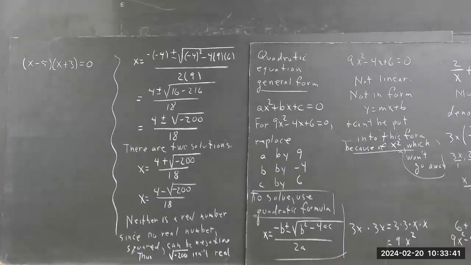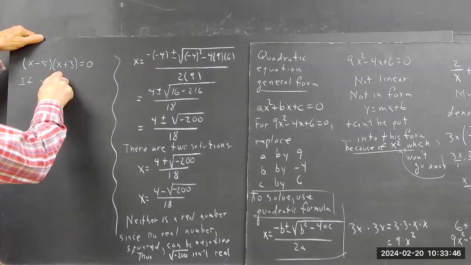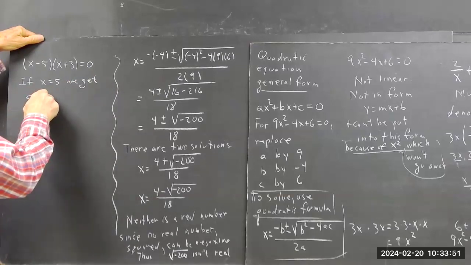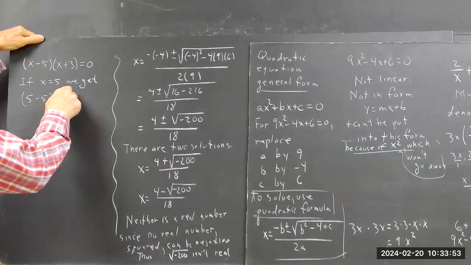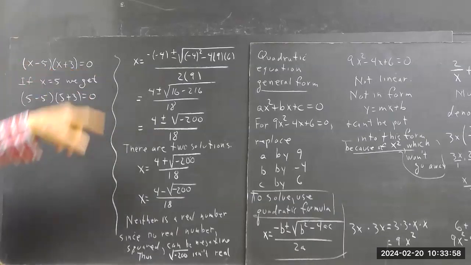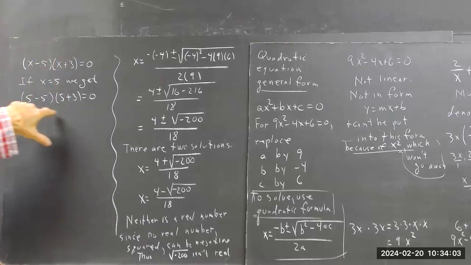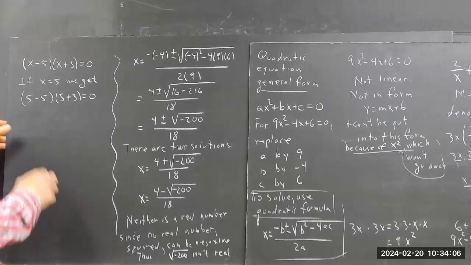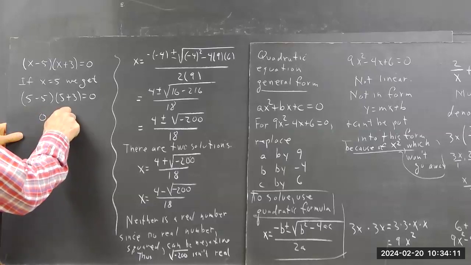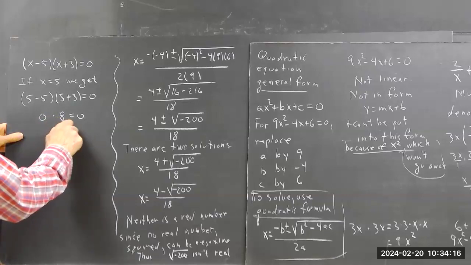Okay, so plug it into this expression, the whole equation, not just in here, the whole thing. So you got 5 minus 5 times 5 plus 3 equals 0. Well, 5 minus 5 is 0. Then 5 plus 3 is 8. What's 0 times 8? Well, it's 0.